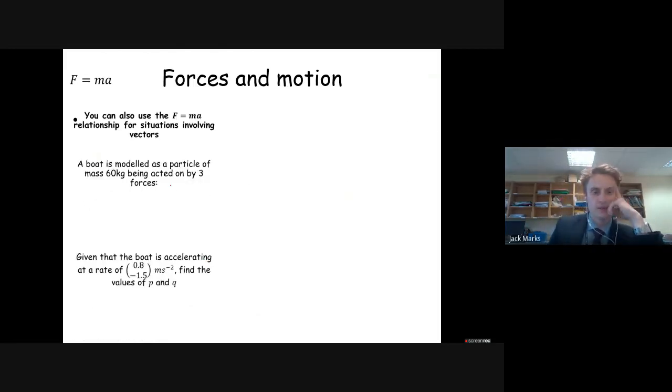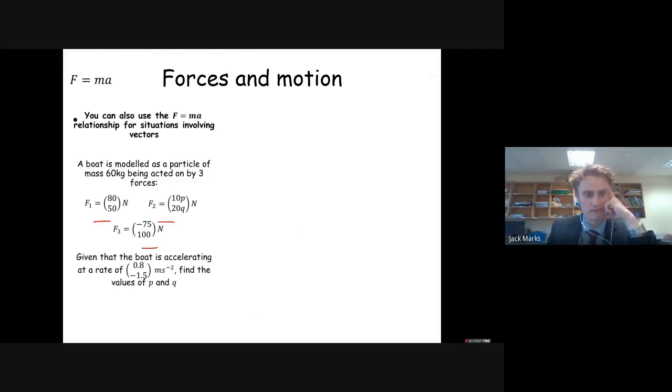Let's do another one. So a boat is modeled as a particle of mass 60 kilograms. It's being acted on by 3 forces. So we know the forces here. So what have we got? We've got forces. We've got a mass. Given that the boat is accelerating and we've got an acceleration, so we want to link this all together with F equals ma again. So what are we actually finding? Well, look, there's some missing values there.